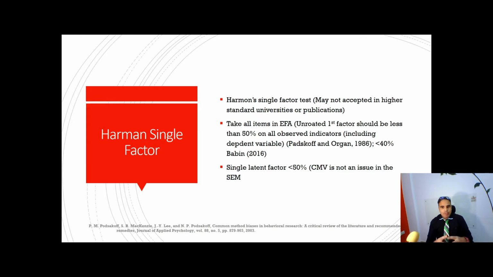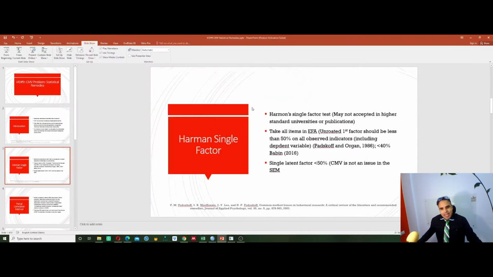This is according to Podsakoff and Organ. However, we have also another criterion, or a threshold, which is 40%, and this is according to Babin 2016. So a single latent factor less than 50% means CMV is not an issue in the structural equation model. All right, let's move there and see what we can do.